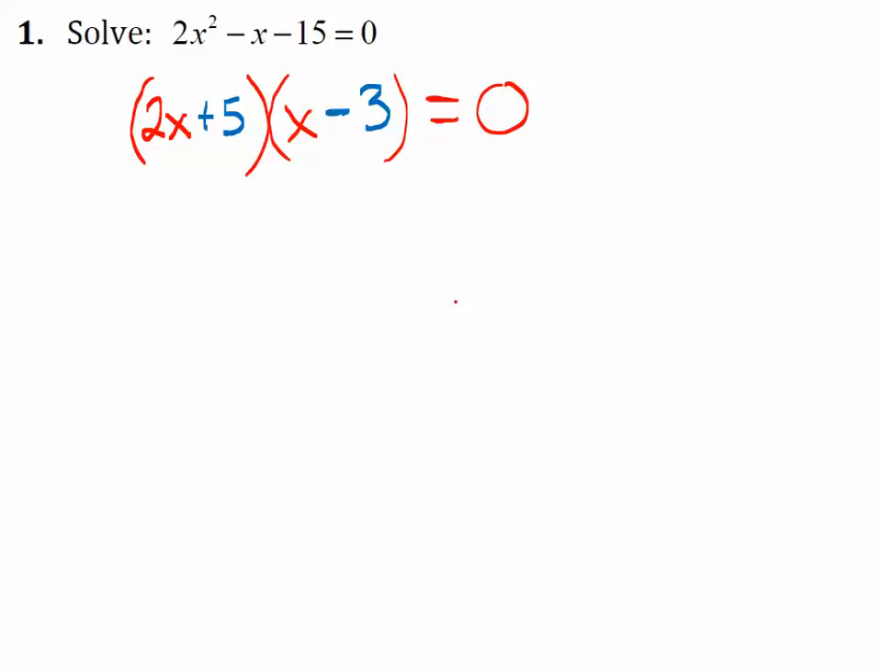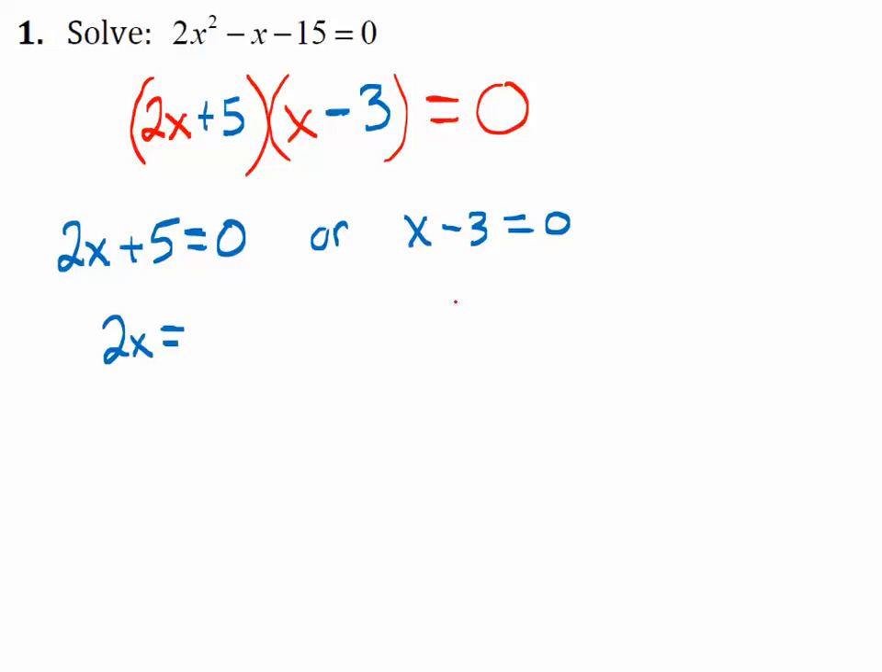Okay, so the zero factor property says 2x plus 5 equals 0, or x minus 3 equals 0. And let's solve each of those. So subtract 5 from both sides. How about a -5 divided by 2? And how about a -5/2? Other side.